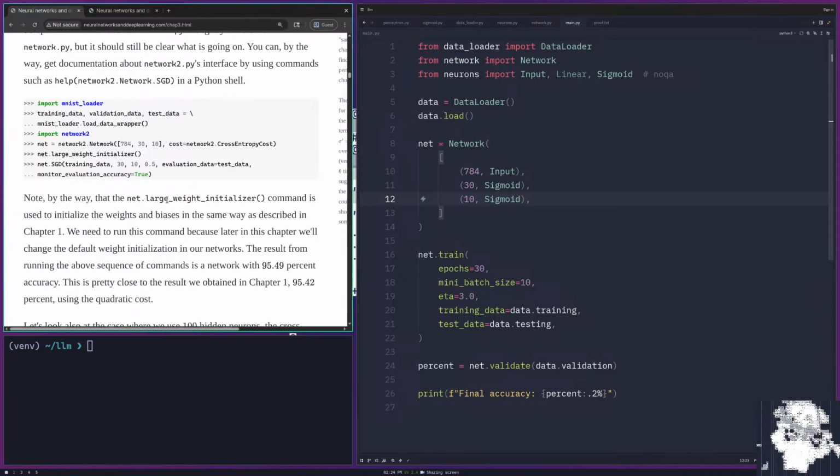Note, by the way, that the net.large_weight_initializer command is used to initialize the weights and biases in the same way as described in chapter 1. We need to run this command because later in the chapter we'll change the default weight initialization in our networks. The result from running the above sequence of commands is a network with 95.49% accuracy. This is pretty close to the result we obtained in chapter 1, 95.42% using the quadratic cost.